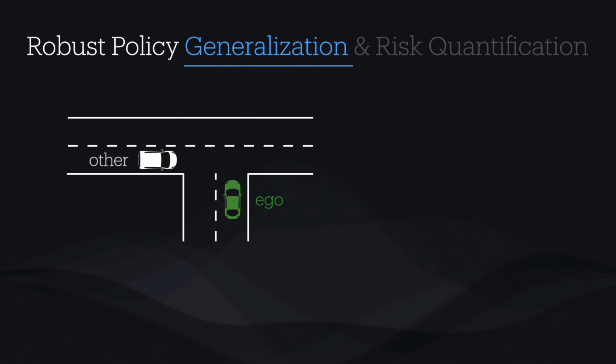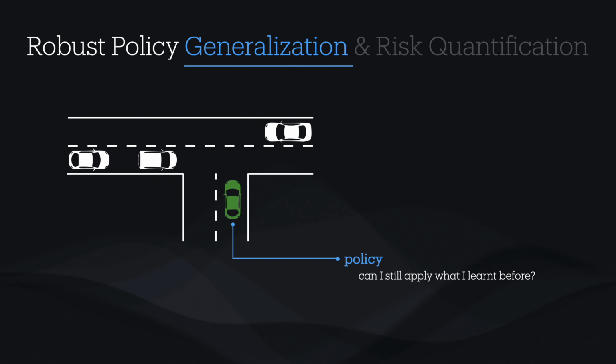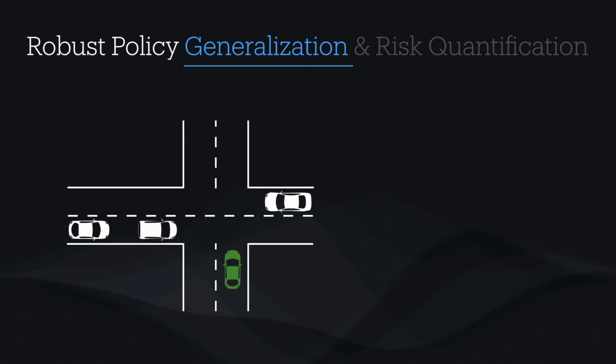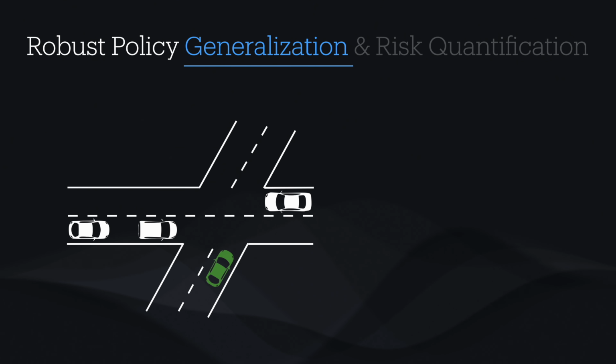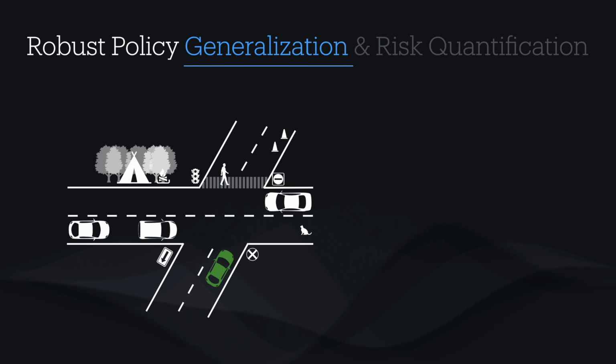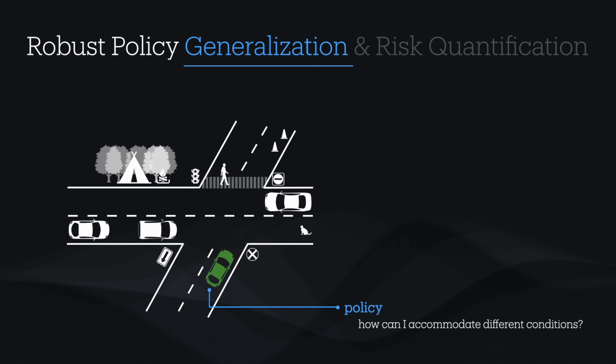Which brings us to our next problem of generalization. What would have happened if there were other vehicles on the road and not just one? Can we still apply what we previously learned in terms of our policy? And what if the road actually looked like this, or this, or this? In this case, how can we actually accommodate all these different conditions?